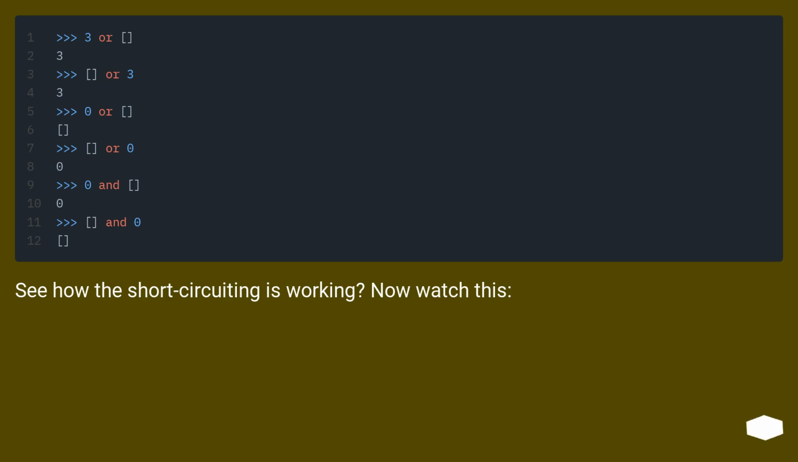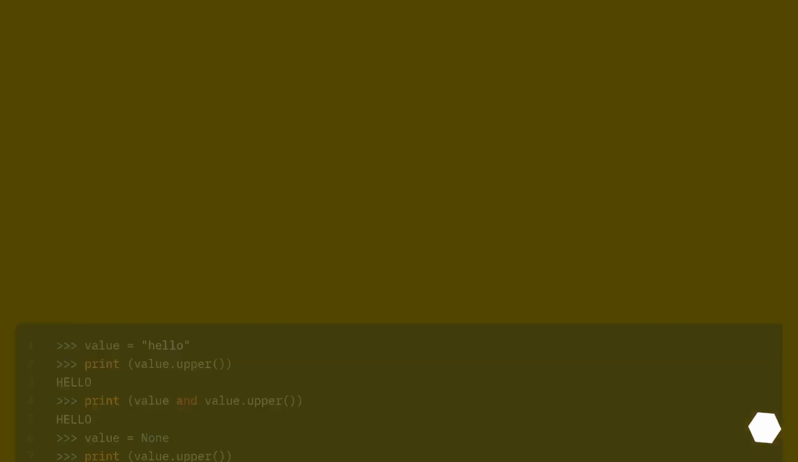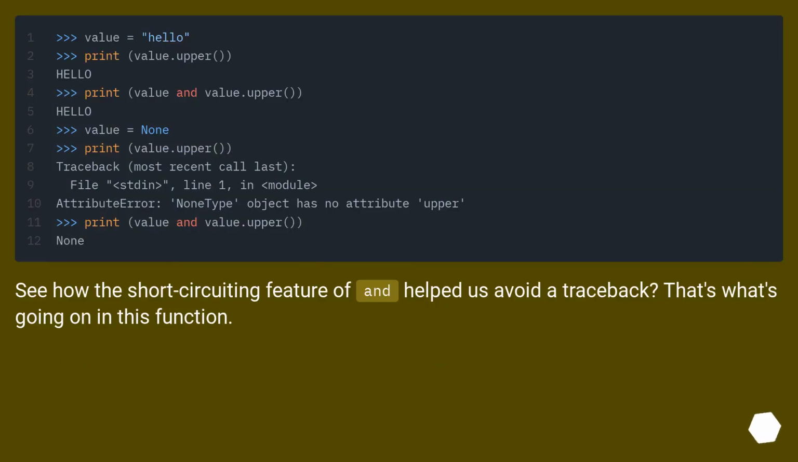Now watch this. See how the short-circuiting feature of AND helped us avoid a traceback? That's what's going on in this function.